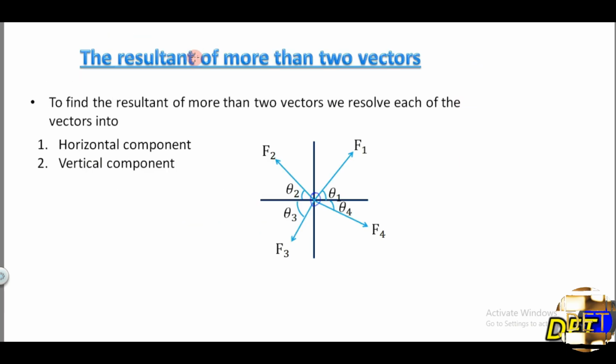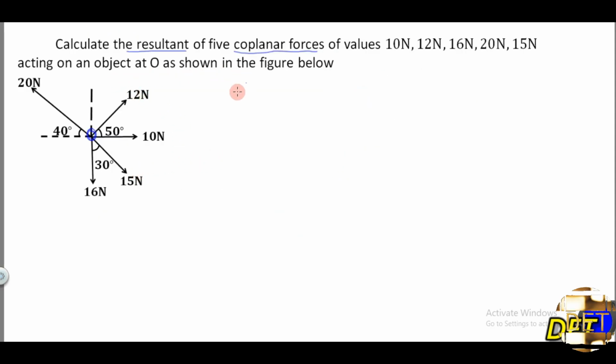Remember what I said, that to find the resultant of more than two forces or vectors, we resolve each of the vectors into a horizontal component and a vertical component, right? So we would have to resolve each of these forces into their horizontal component and their vertical component. First of all, we resolve them into their horizontal component. For the horizontal component, we will represent that as x. So x, which is the horizontal component, will be equal to, the first force that I have here is 12 Newton, right?